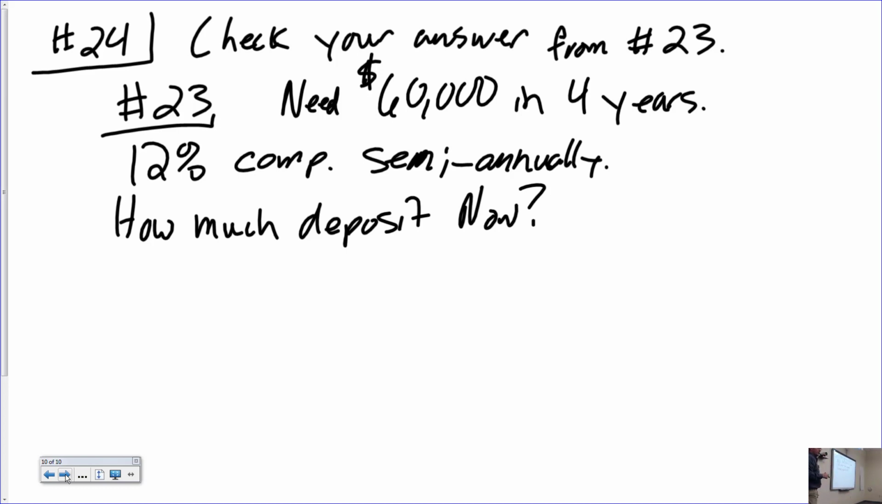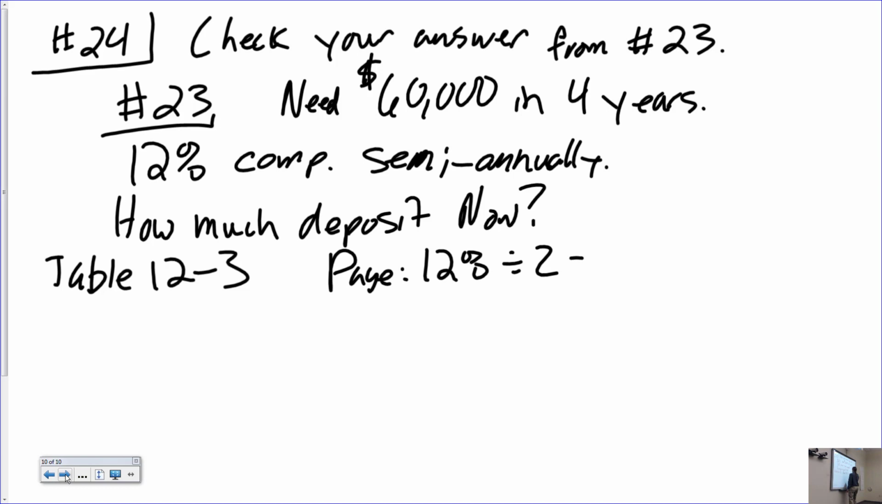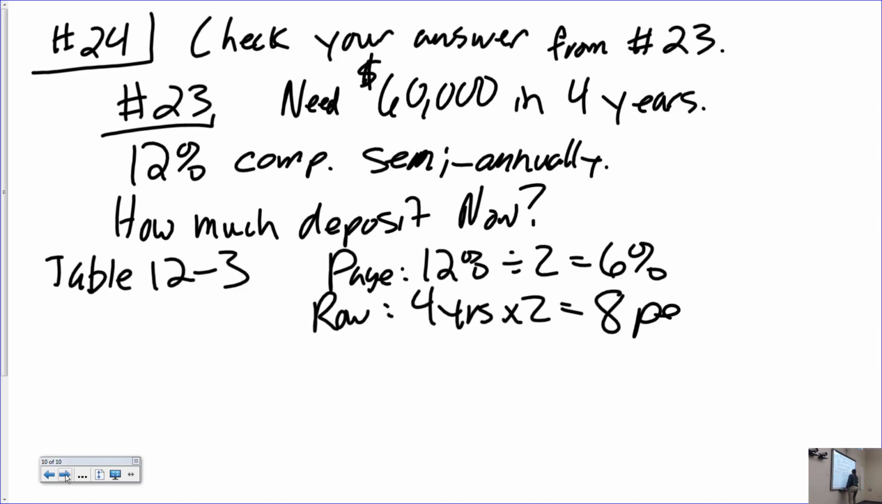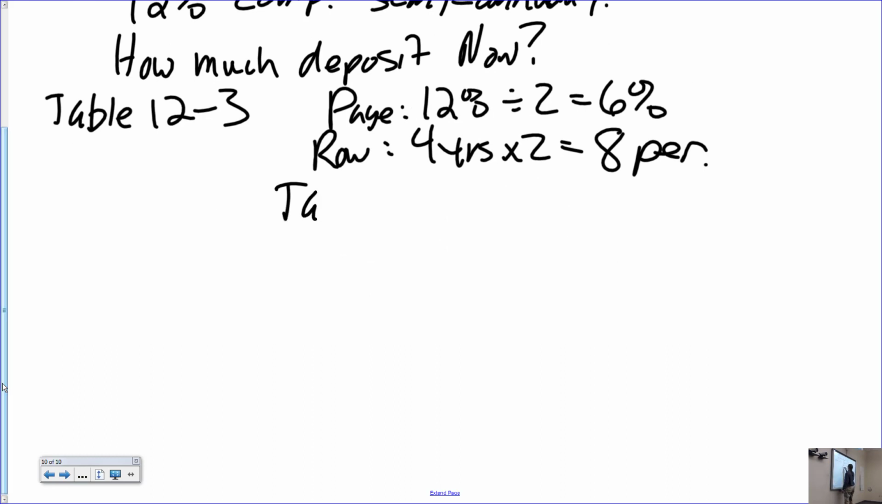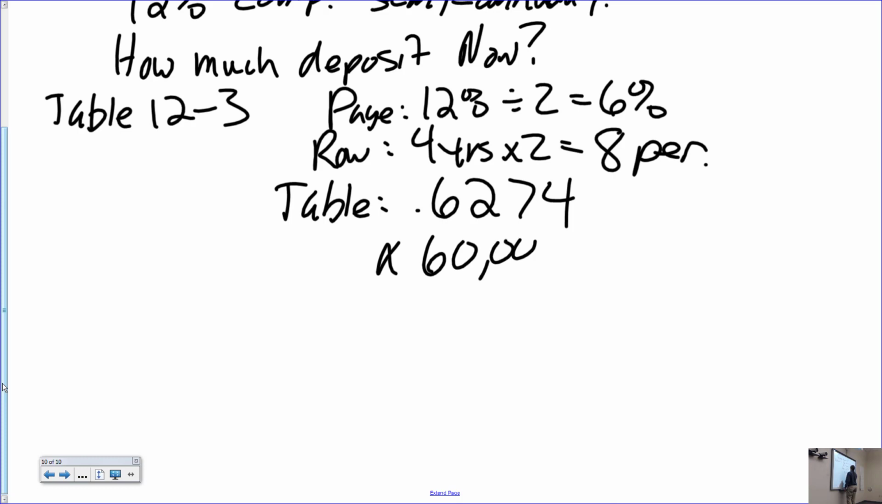So what's this question asking us to do? Go backwards, right? So we're going to use the second column, table 12.3. What page are we going to go to? 12% cut in half, 6%. How many periods? 4 years, 2 periods per year, 8 periods. What's my table value? 0.6274. Multiply by the $60,000 that he's going to need. How much does he have to invest?